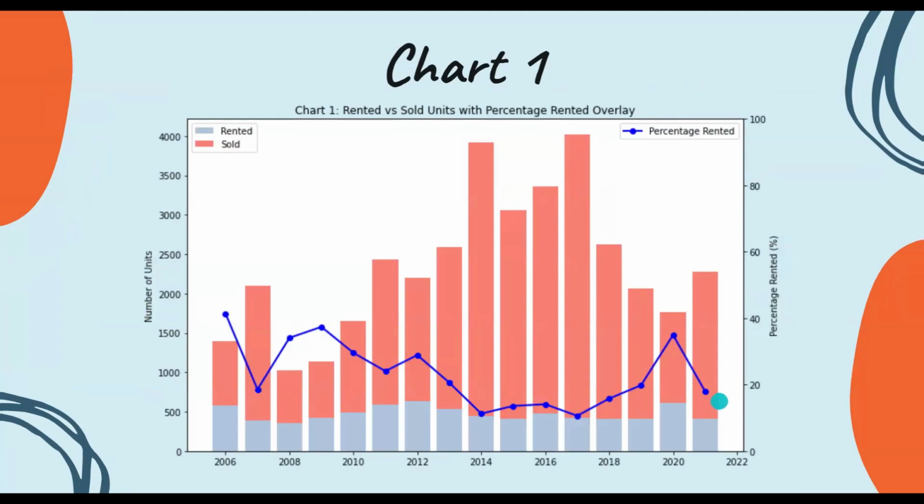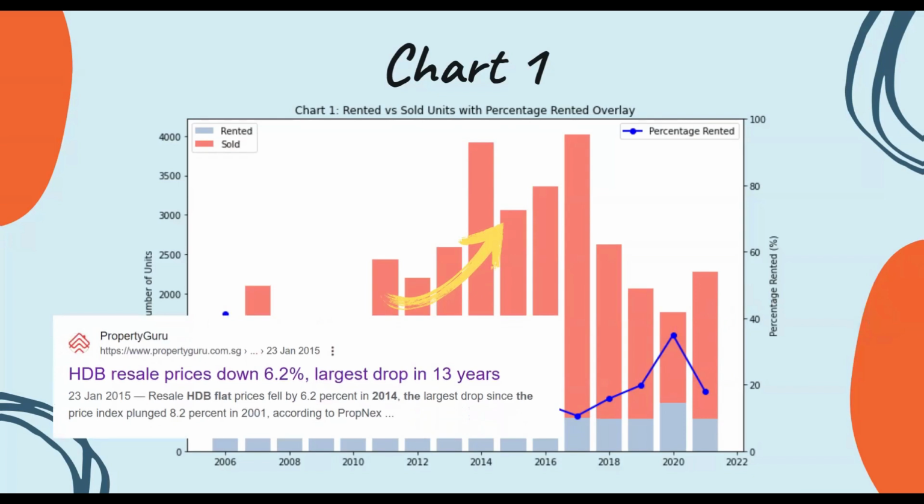In contrast, we see spikes in resales around 2014 and 2017. These are affected by property curbs, including a 30% cap on the mortgage servicing ratio and a 3-year wait for new PRs to buy resale flats. As the sales figures declined post-2018, the percentage of rental units saw a notable increase, peaking around 2020. This likely reflects market conditions where renting became a more attractive option for people who are hesitant to buy.